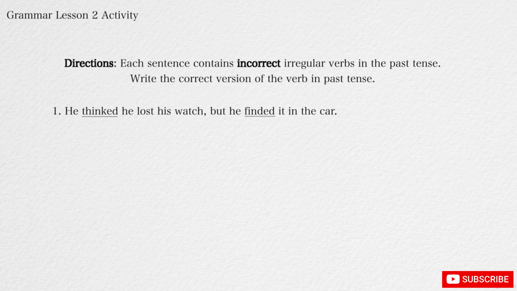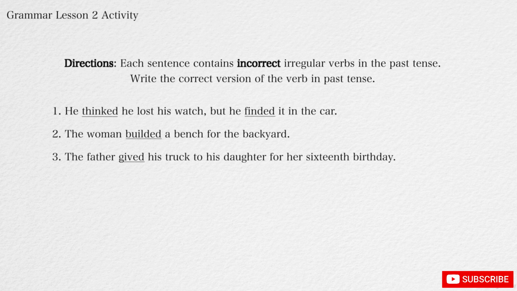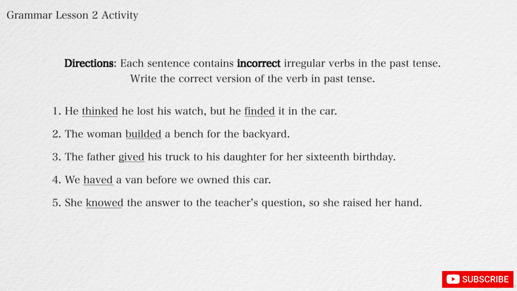Number 1. He thinked he lost his watch, but he finded it in the car. Number 2. The woman builded a bench for the backyard. Number 3. The father gived his truck to his daughter for her 16th birthday. Number 4. We haved a van before we owned this car. Number 5. She knowed the answer to the teacher's question, so she raised her hand.